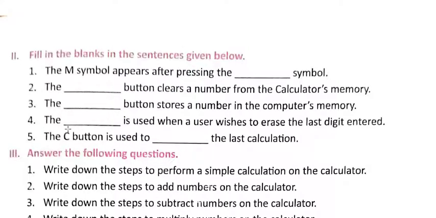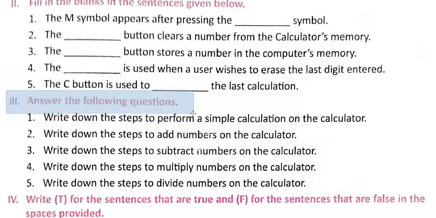Now next, number 4. The dash is used when a user wishes to erase the last digit entered. To erase the last digit of a number entered, we use backspace button of our keyboard. So the answer will be backspace. Next, number 5. The C button is used to dash the last calculation. It can be clear the last calculation, erase the last calculation or delete the last calculation. We can write clear or erase or delete here. So the C button is used to delete the last calculation.